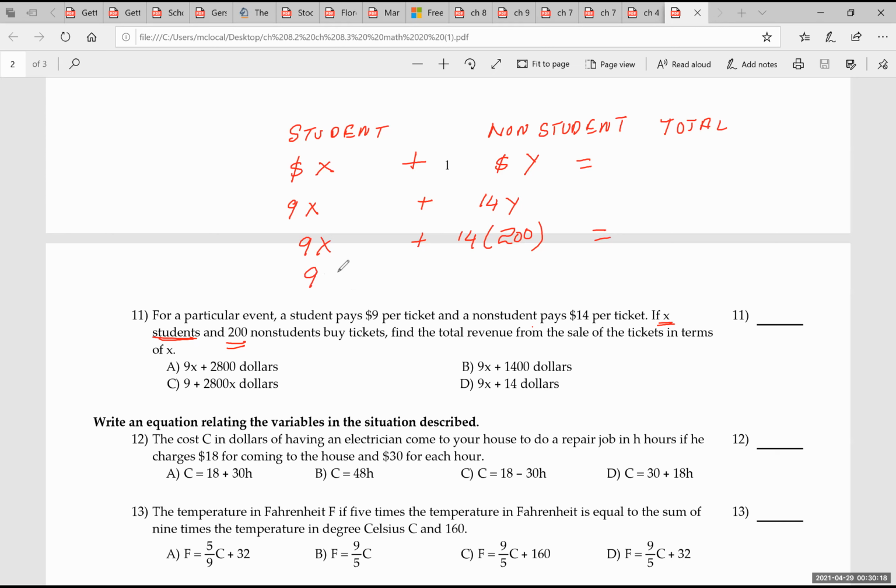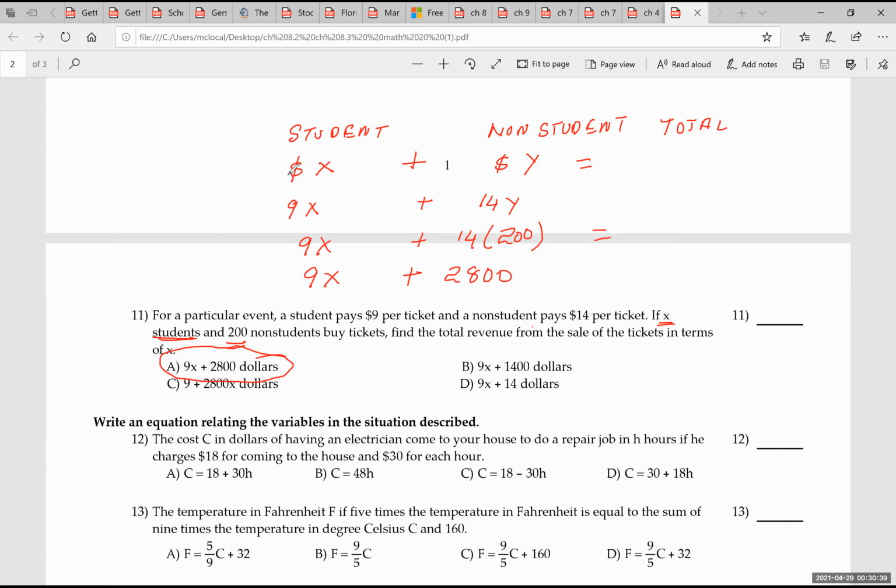So we have 9X. If you multiply 14 times 200, you get 2,800. It's a total dollar amount, but we do not know that. They're not interested in that. They just want an expression. So this is your expression. So this is how you get it.